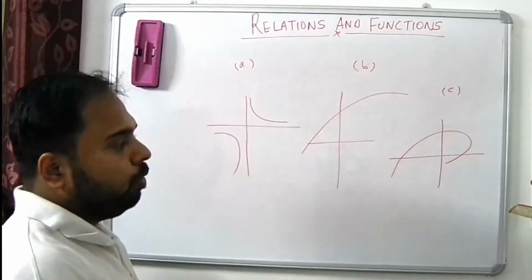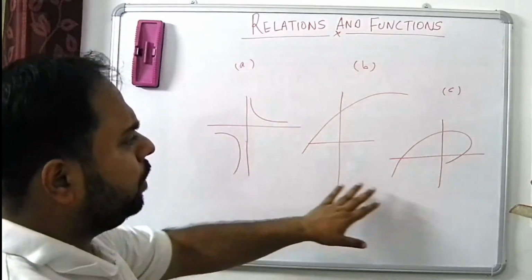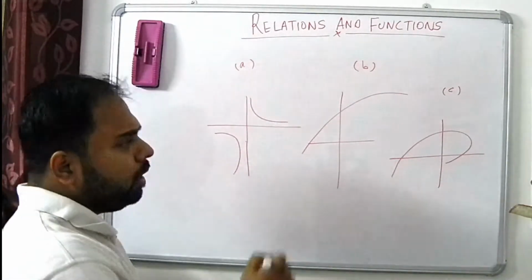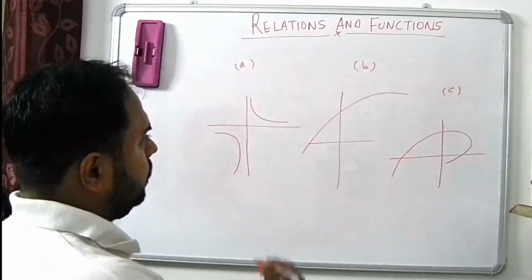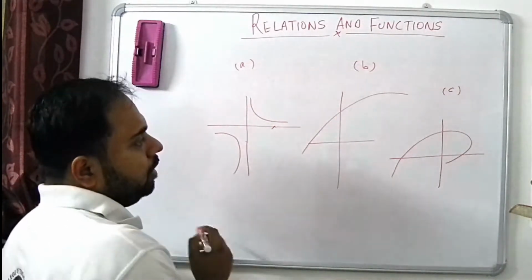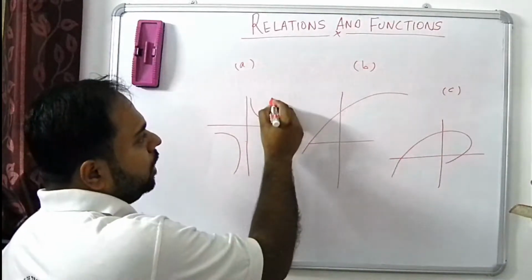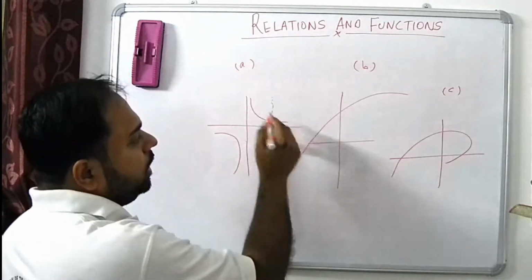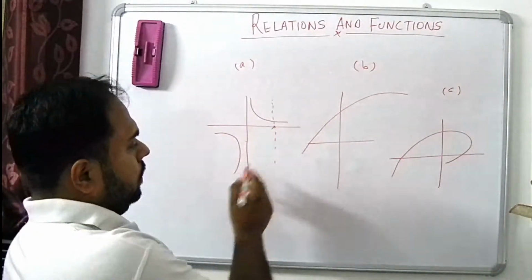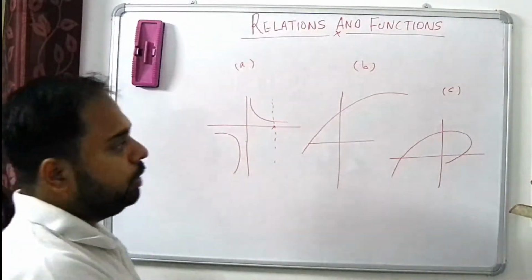Now, what I know is that for a function, real values are being plotted. The only thing is, if I draw a line parallel to the y-axis at the point where I am checking the value of the function, it should cut the function graph at only one point, because the moment it cuts at two points, I am getting two values, right?